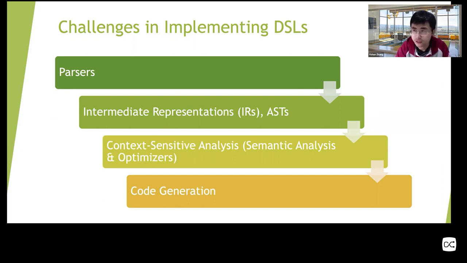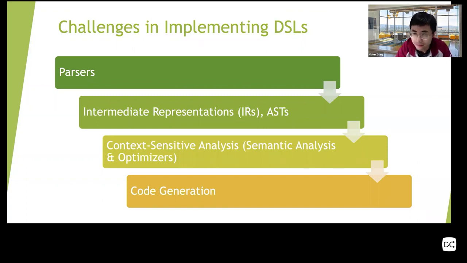Okay, so choosing the right form of IR for your DSL compiler is an art, actually. It also depends on the actual use cases of your compiler. There's no silver bullet, but in our experience, I think AST is the most convenient form. It's also the most common form for a DSL or source-to-source translator compiler.